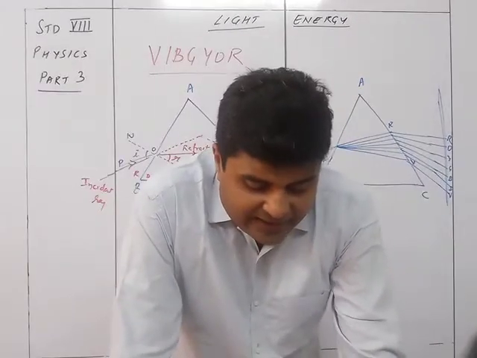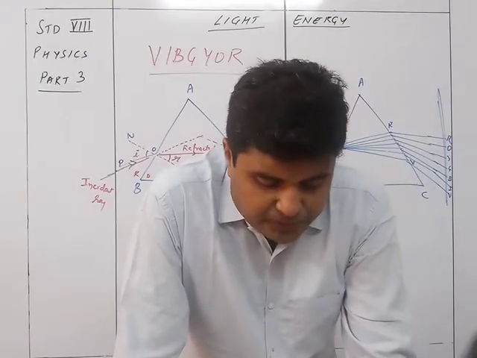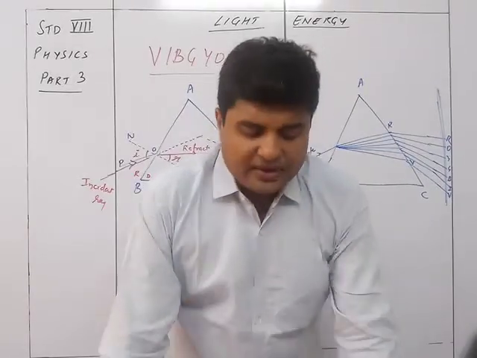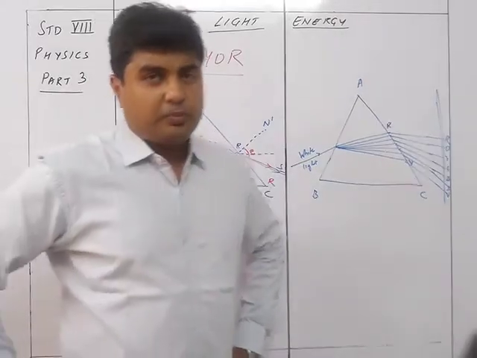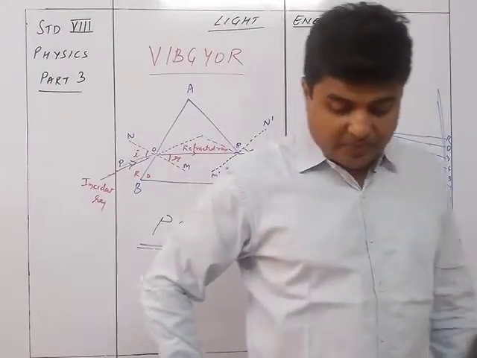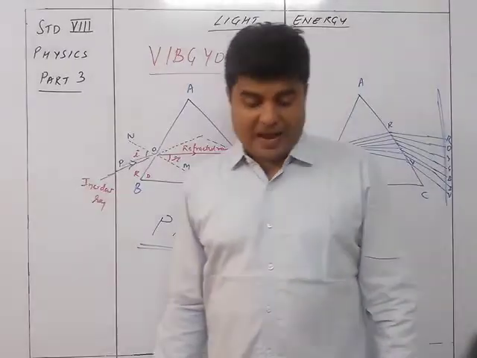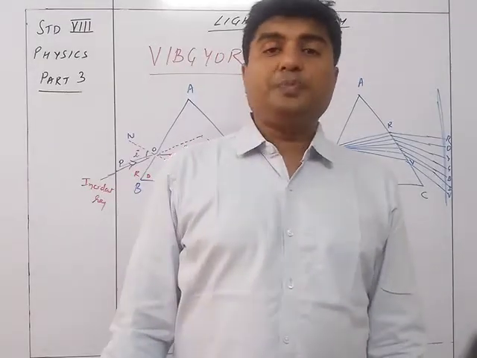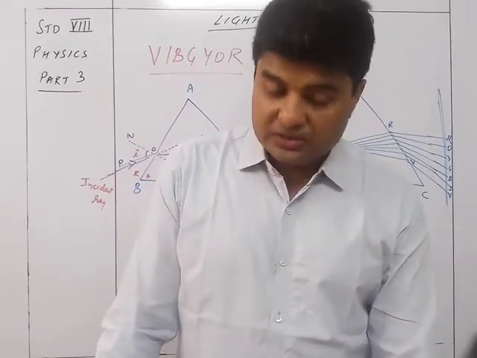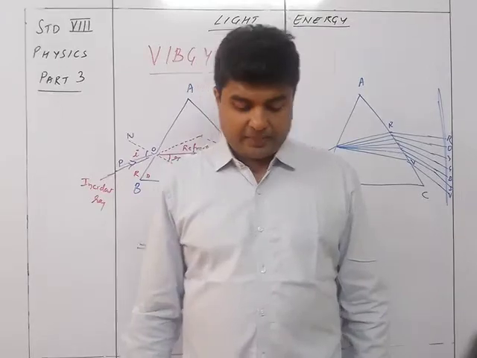Thus, if white light is passed through a prism, it splits into different colors. This is called dispersion of light. So the definition of dispersion is that if white light is passed through a prism, it splits into different colors. This is dispersion of light.